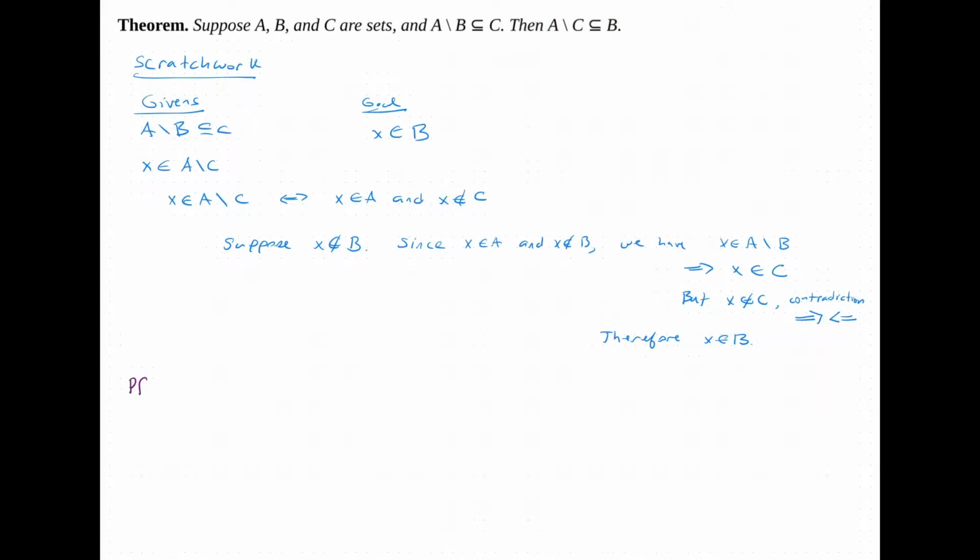And so here's the proof. So let's go ahead and take our x in A minus C. So by definition, x is in A, and x is not in C. Now, we're going to claim that x is in B, which is our goal.